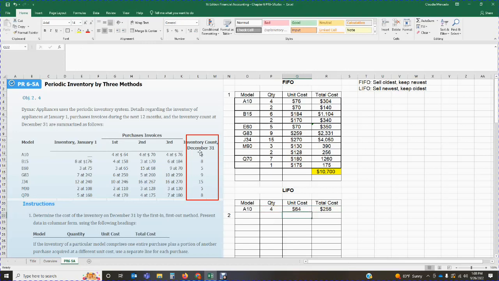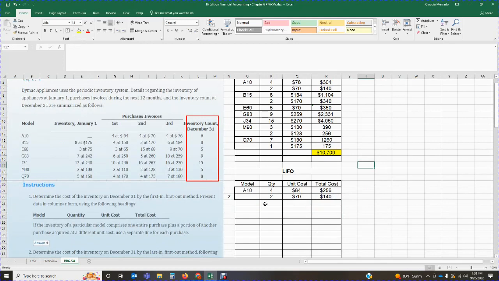But remember, we have 6 remaining. So that means I have already depleted the first. Now I'm going to go to the second. On the second, I had 4 at 70. I only need 2 more to complete my 6. So we have 2 at 70. That gives me 140. So that is the total for my model A10.